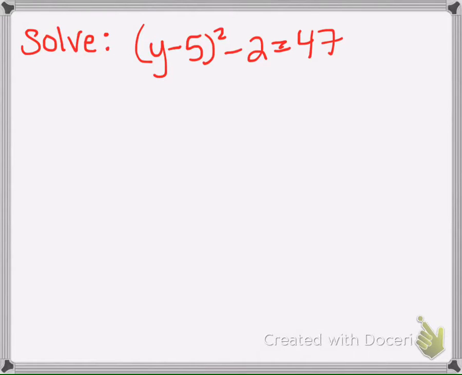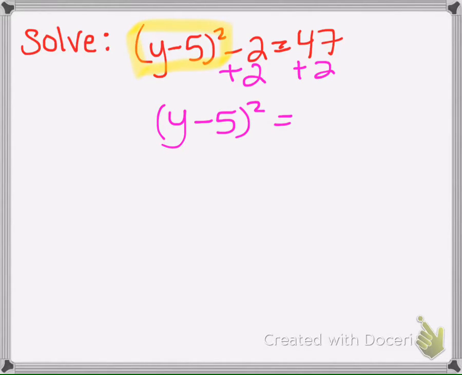Alright, so to solve this equation, one method, since we have something to the second power here, we can get it all by itself and then square root both sides. So I'm going to add 2 to both sides. And then now that we have that isolated, we can square root both sides.